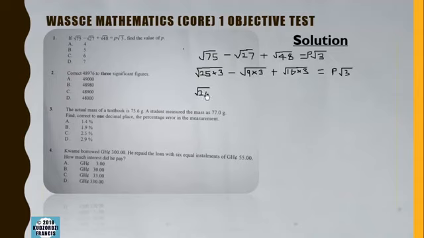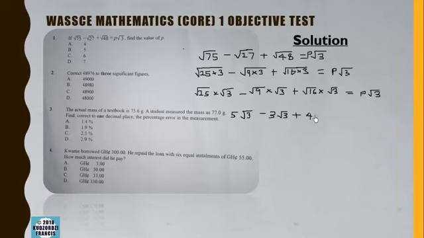Now we can share the square root for them. So we have root of 25 times root of 3 minus root of 9 times root of 3 plus root of 16 times root of 3 is equal to p root 3. So now the next thing we do is to evaluate the perfect squares. So root of 25 is 5, times root 3 is 5 root 3. Then root of 9 is 3, so we get 3 root 3. Then root of 16 is 4, so we get 4 root 3, is equal to p root 3.